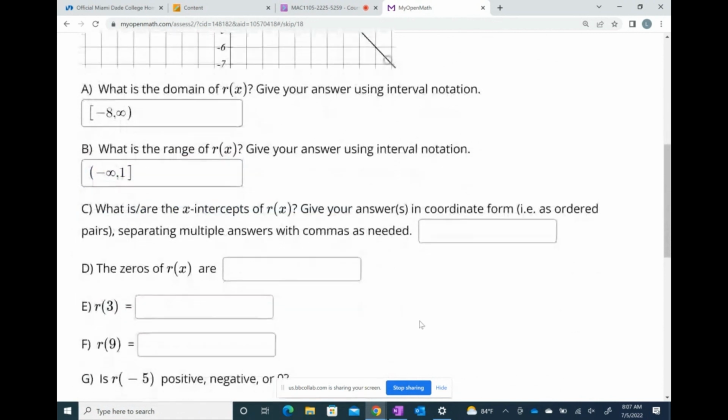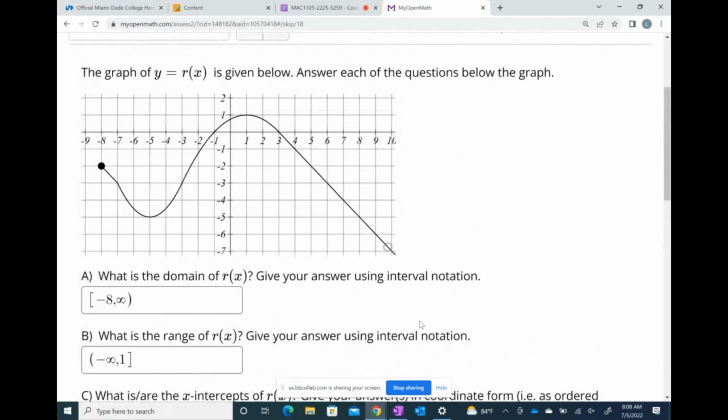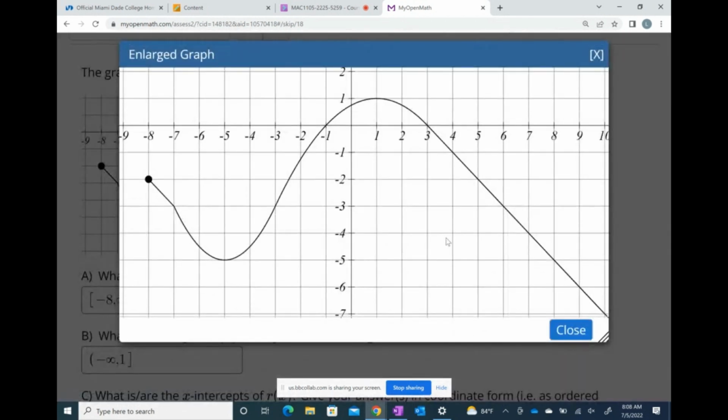Let's see, the next one. So what is or are, maybe there's more than one, the x-intercept of the function. If your answer is in coordinate form, in other words, x comma y, okay? You cannot just put the value of x, you have to give whatever comma 0, okay? Separate multiple answers with commas as needed. Okay, so we're looking for x-intercepts. Anybody tell me what are the x-intercepts?